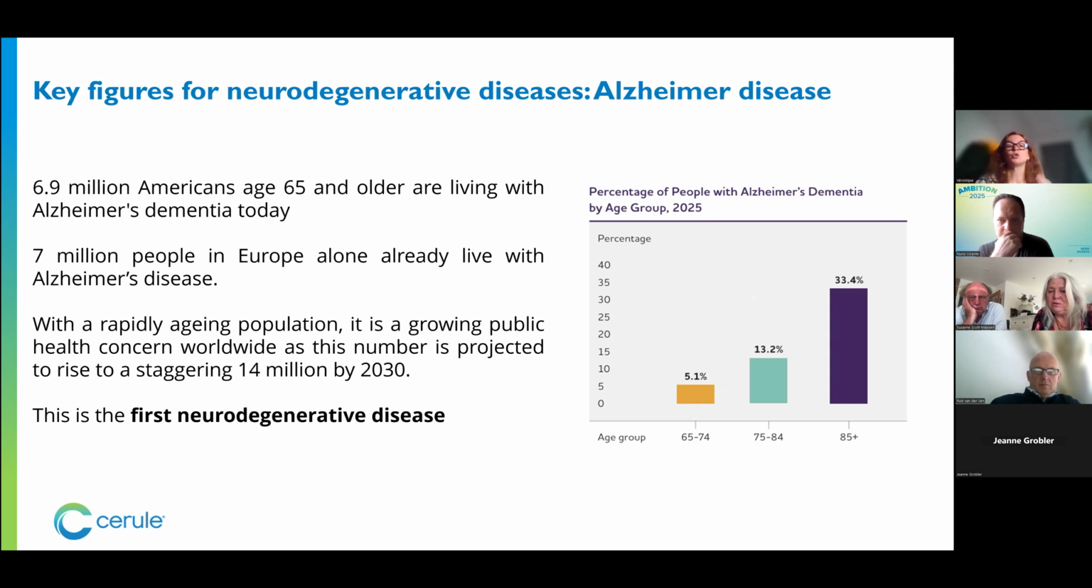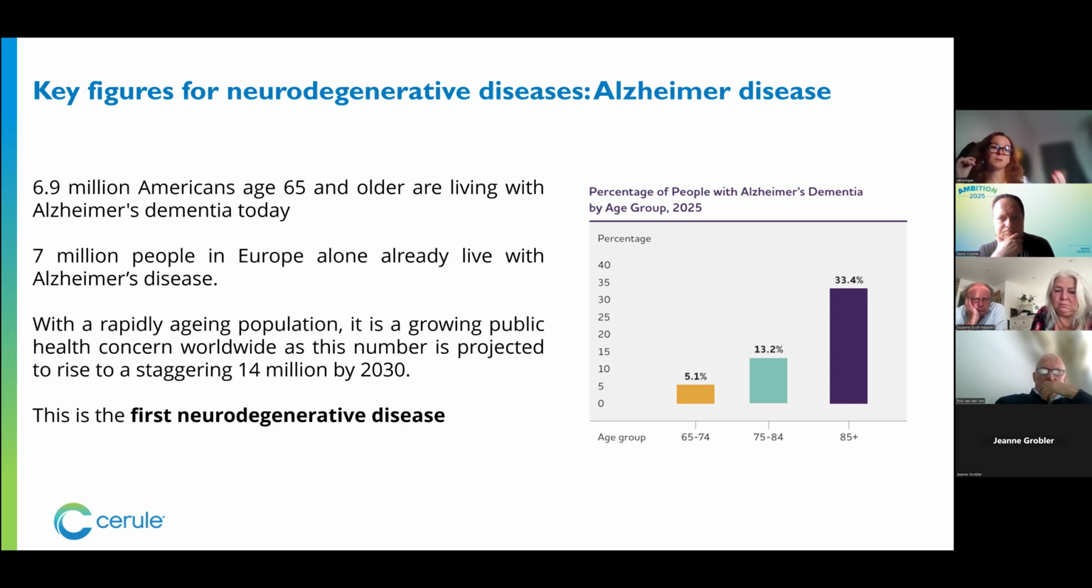It's the first neurodegenerative disease in terms of prevalence. We have 7 million people in Europe living with Alzheimer's disease. Nearly 5 million Americans aged 65 and older are living with Alzheimer's dementia today. And as the population is rapidly aging, the number is expected to rise to 14 million people by 2030.